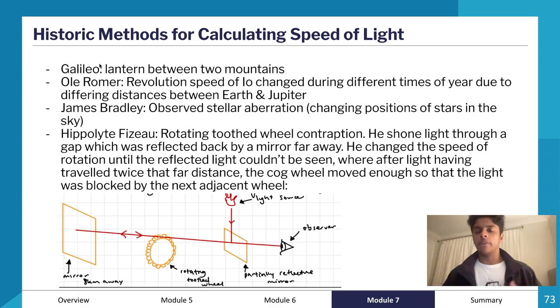So you can always have Galileo in the back of your mind. If you forget one thing, it's like a backup. And then you can pick between Rømer and James Bradley, whichever one you want to look at next. So yeah, those are the historical methods for calculating the speed of light.